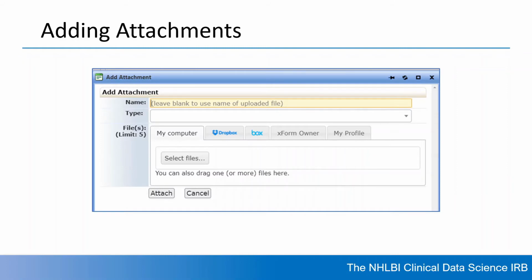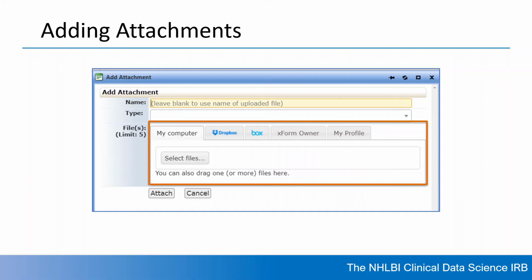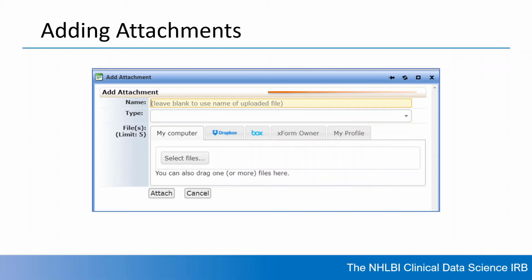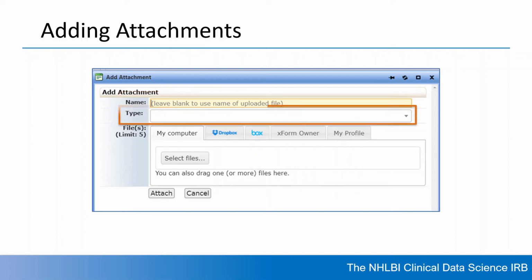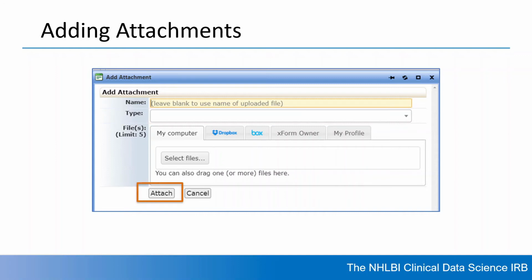Adding attachments. For questions that require attaching documents, click on the Attach button and a new Add Attachment window will open. Click the Select Files button to find and select a file or drag a file into the box. Name the file using a descriptive file name. Select the type of file you are uploading, such as CV, research plan, etc., and then click the Attach button.